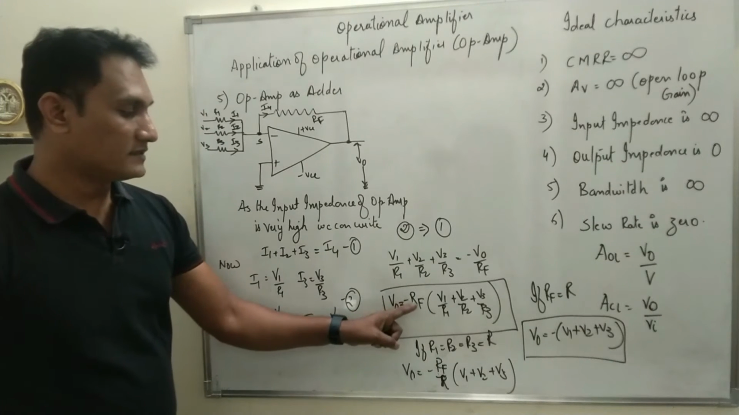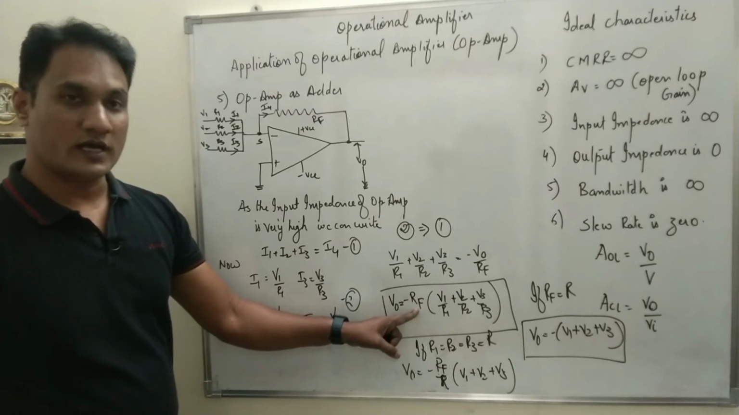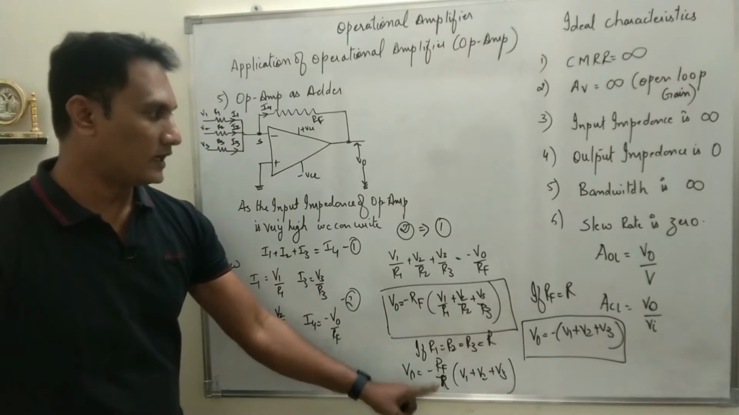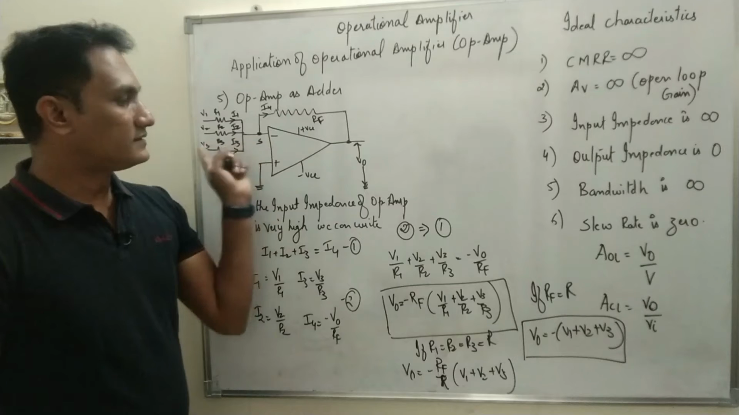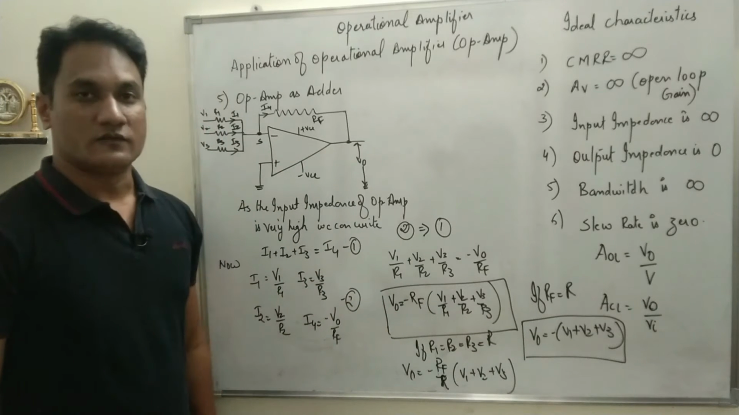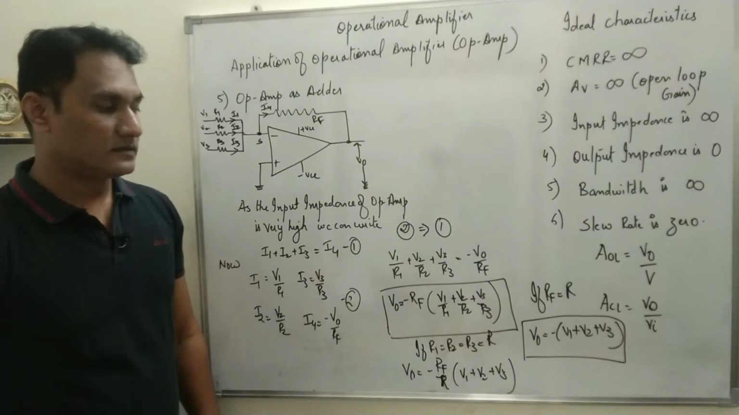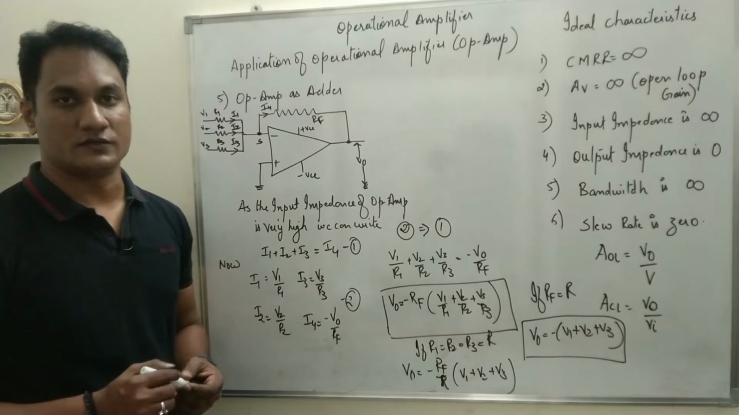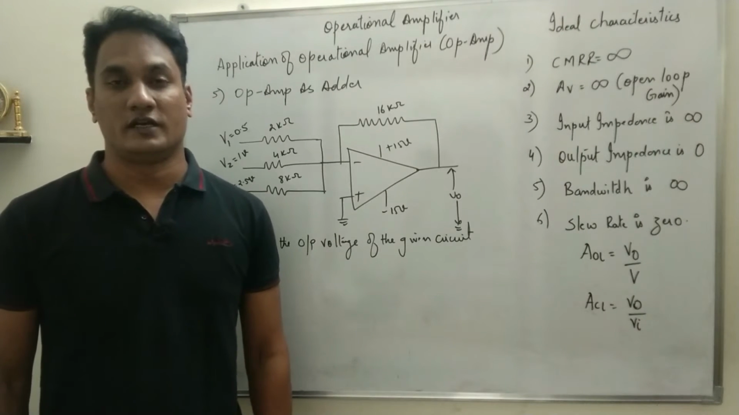If all the resistances are different, you have to use this formula. If R1, R2, R3 are same, then you have to use this formula. And if all the resistances are same, then you will use this formula. V0 is equal to minus in bracket V1 plus V2 plus V3. I hope you have understood. Let us understand a numerical based on op amp as adder.